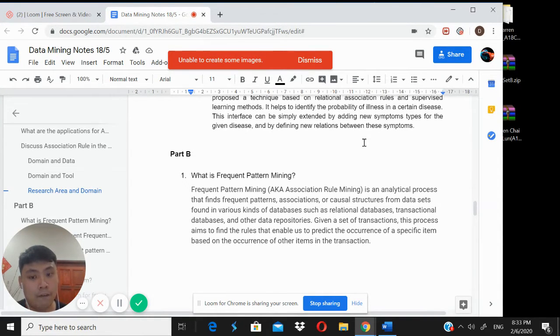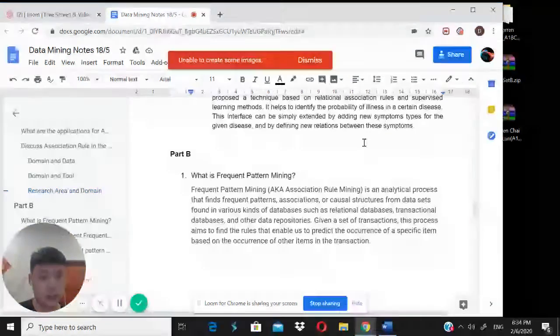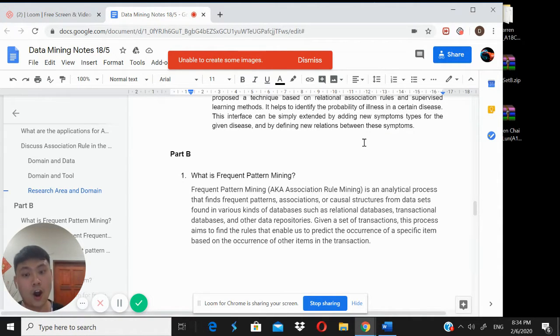The difference is that frequent pattern mining is actually an analytical process. It is a process to find the frequent patterns and also associations from data sets. This frequent pattern mining process aims to help us find the rules and also help us predict the occurrence of a specific item based on the occurrence of other items in the transaction. It is roughly the same as the association rule just now.